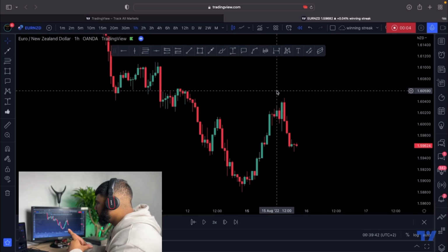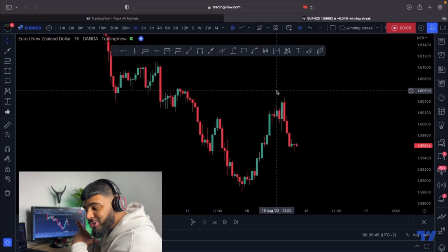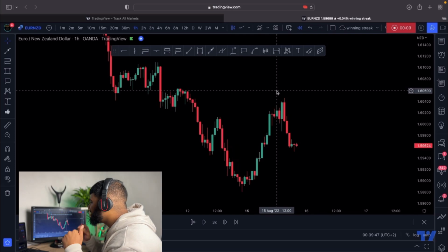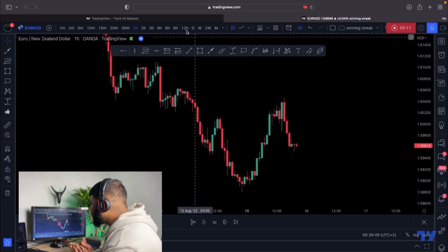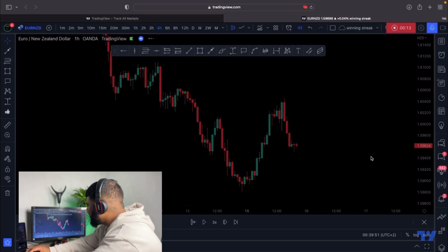In this example, we've taken this trade actually today on Euro NZD. It was a beautiful trade, guys, scored massively. A signal was given out, guys.